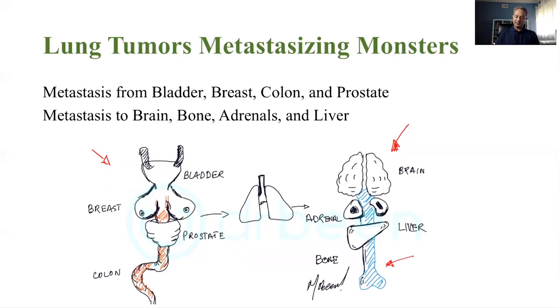And for the eyes, this monster has adrenal glands, which tells you that the lung metastasis or secondaries can go to the adrenal and finally the liver as well. So these are the two monsters that would help you remember the metastasis to and from.